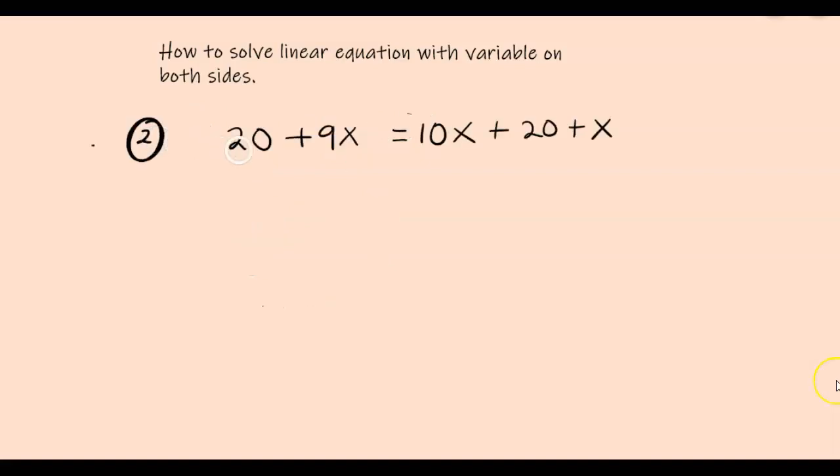We are done. Example 2, we have 20 plus 9x equals to 10x plus 20 plus x. There's x here on the same side, and 1 over here. Okay, we are going to collect the like terms. But before that, we realize that there is 10x here and there is x here. Remember, there is 1x here. So we have to combine them before we move forward.